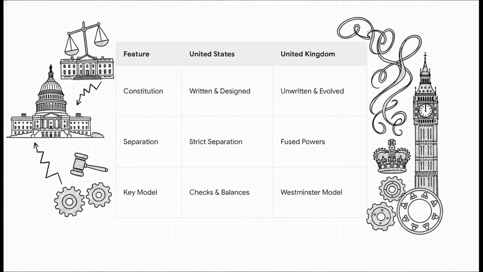But the U.K., with its unwritten constitution, has something called the Westminster model. And here, the executive and legislative branches are actually fused together. The prime minister and their cabinet are chosen from the legislature. And the whole idea is to make the government directly accountable to parliament. Two very different ways of doing things.